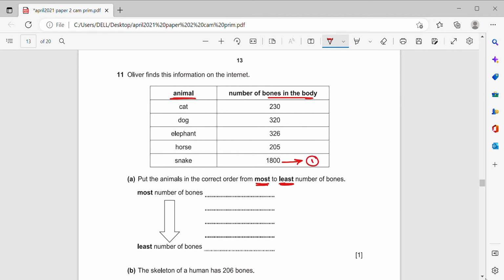I have this is number 1, then 326, then the most to the least. Then we have 320, then 230, then 205. So put the animals: animal number 1 snake, then elephant, then the dog, cat, and horse.